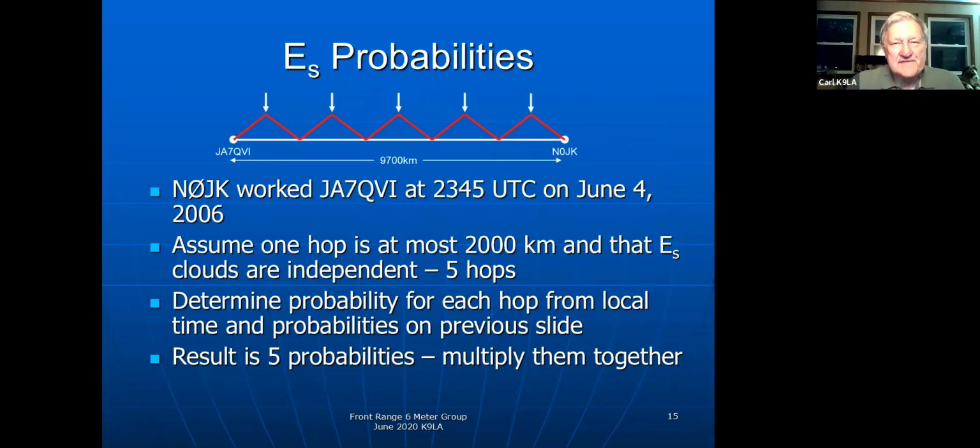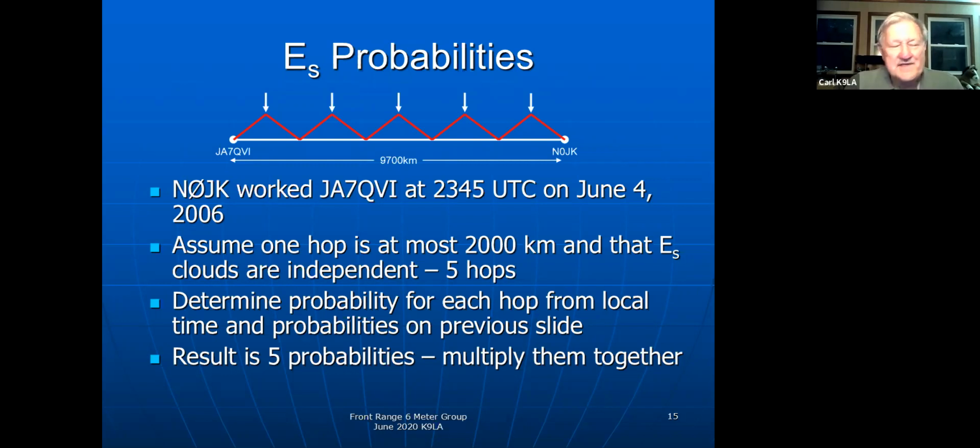So let's work through something. Way back in 2006, N0JK worked JA7QVI, and I saw that call on there. He worked him at 2345 on June 4th. So let's assume that one hop via the sporadic E region is at most 2,000 kilometers, and that the ES clouds are independent. And that might be a stretch, but it's interesting to go through that little exercise. What that says is it probably took 5 hops to get from N0JK to JA7QVI.